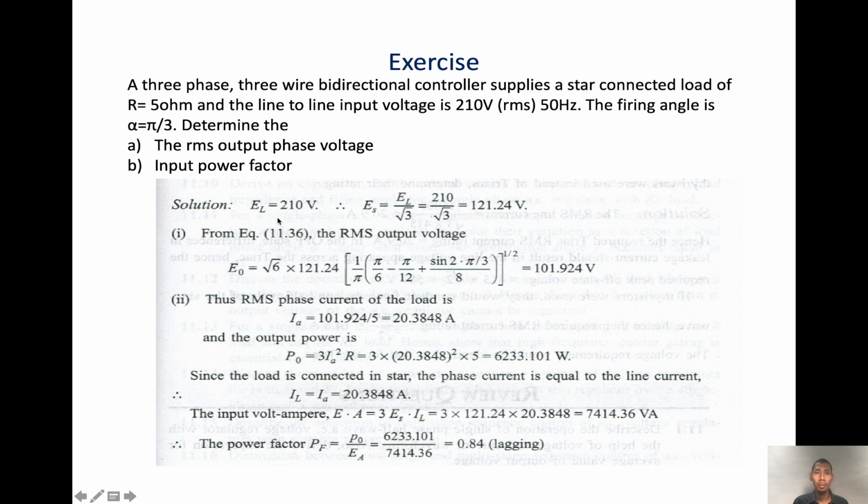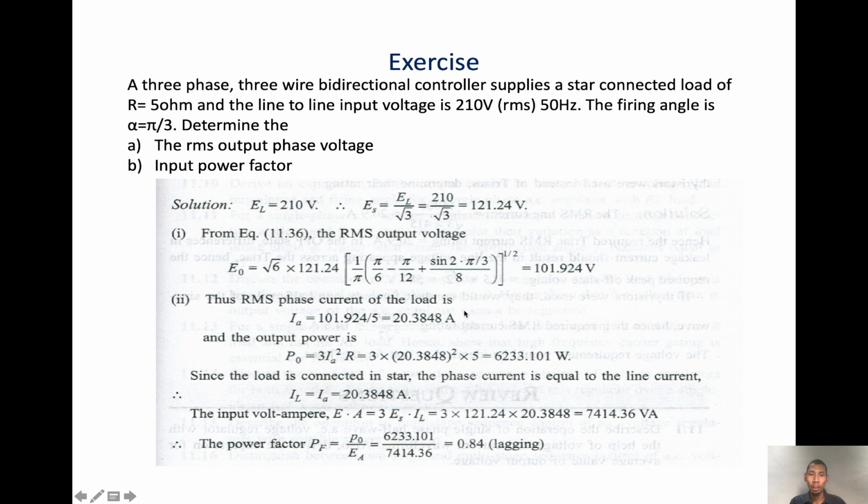So for the solution, the line voltage is 210 volts and the phase voltage is 121.24 volts. We are using the equation for alpha pi over 3. This equation gives the RMS voltage of 101.94 volts.